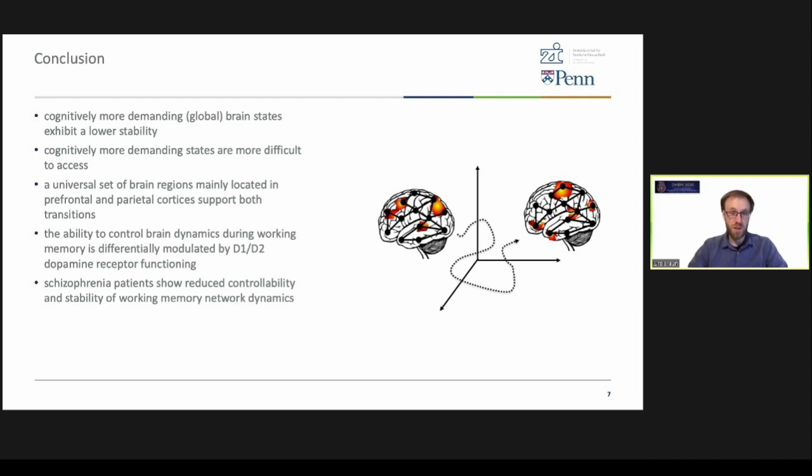And schizophrenia patients showed a reduced ability to control and stabilize working memory patterns.